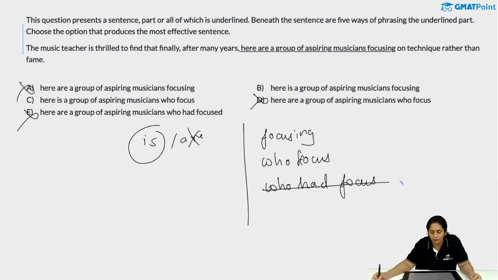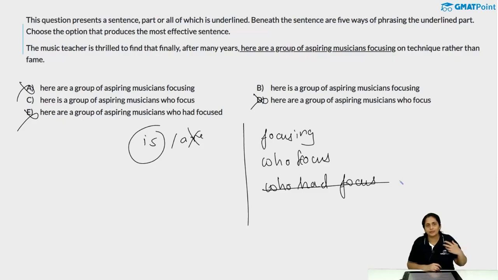If you say "here is a group of aspiring musicians focusing on technique rather than fame" versus "who focus on technique rather than fame," focusing on technique rather than fame means that they are currently focusing on technique. If you say "who focus," if you use the simple present tense as such, you indicate that this is something that happens regularly. You indicate that they value technique over fame. They do this at all times as such.